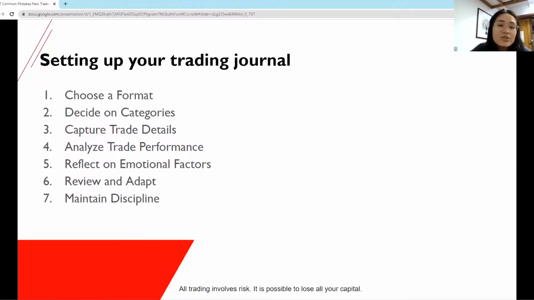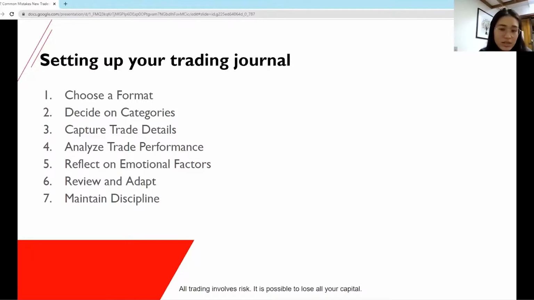So you can decide if you want a physical notebook, a spreadsheet, digital document, or even a specialized trading journal software. Next, we decide on the categories. So can be the date and time of the trade, symbol, entry and exit prices, position size, stop loss, take profit levels, trade duration, and trade outcome. You can also include additional categories if you wish, such as your emotional state, market conditions, trade rationale, and so on and so forth.